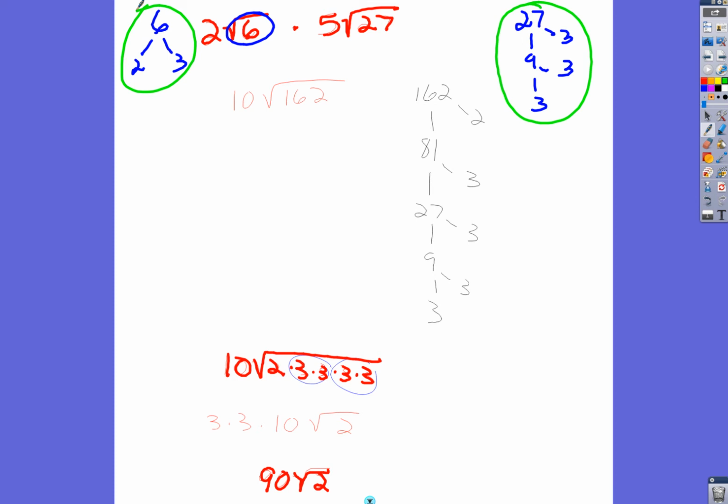But the whole thing is, once we get to here, now that's it. We've already done both steps. We multiplied because 5 times 2 is 10. And then we simplified because whether you did it as a 162 or whether you treated them separately, underneath the radical, you have to end up with a 2 and 4 3s.